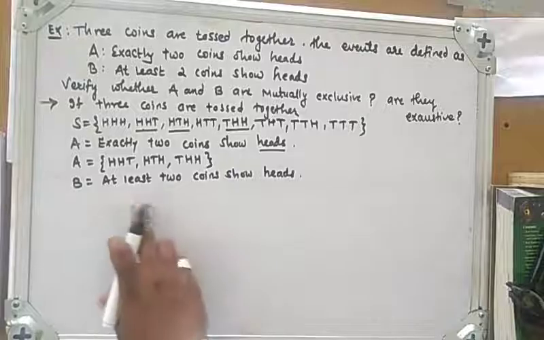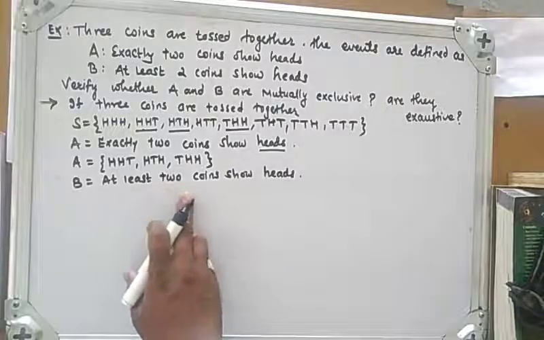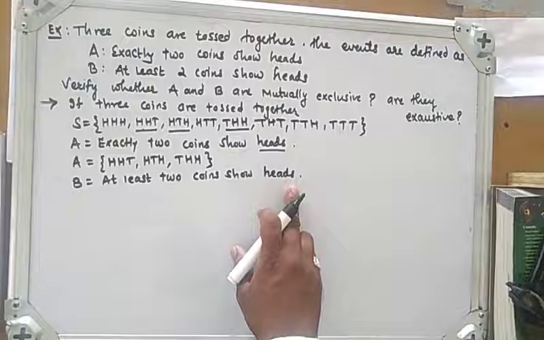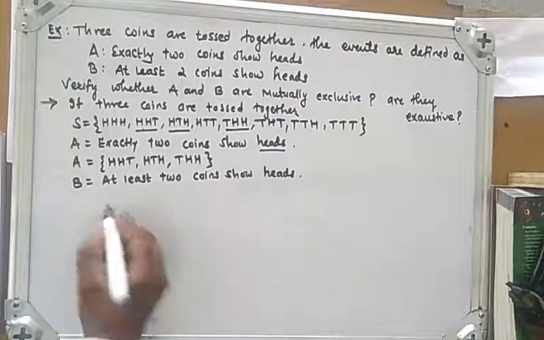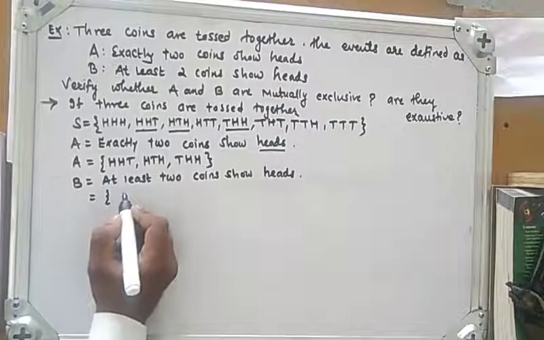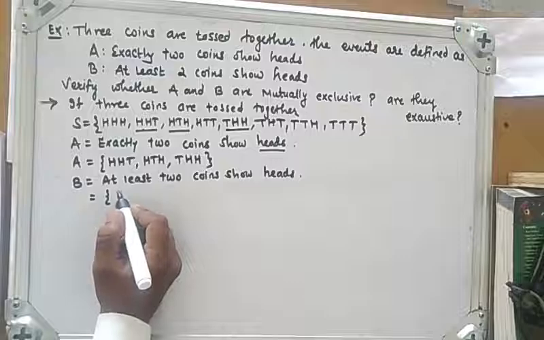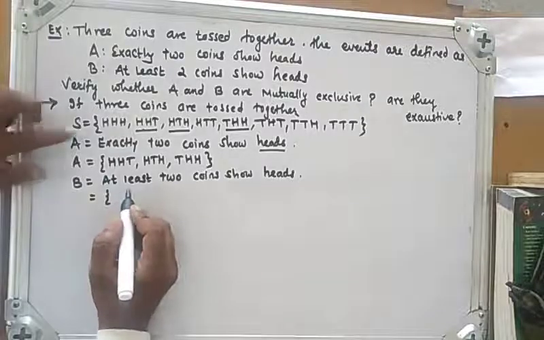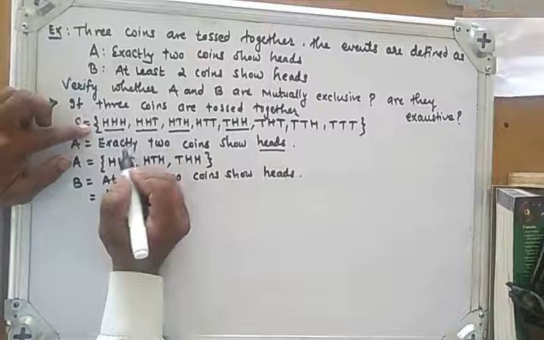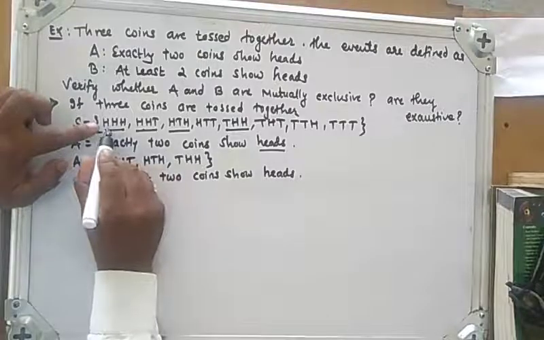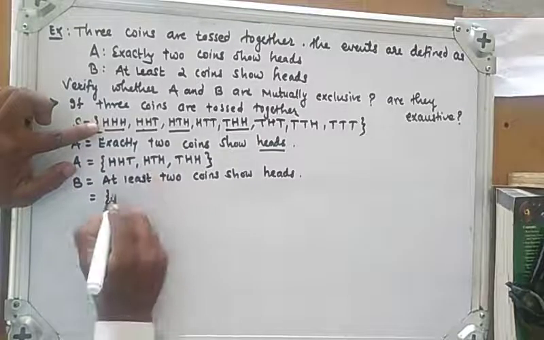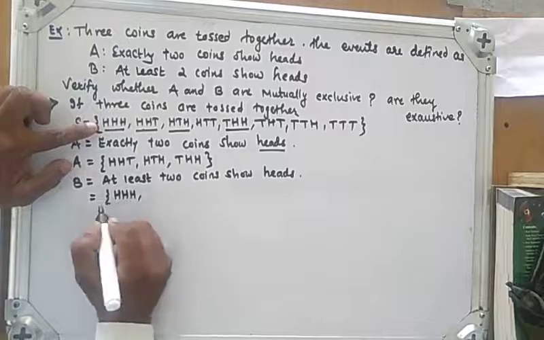At least means what? Minimum 2 coins which show head. So minimum 2 coins. So what are the points which have minimum 2 heads? Here 3 coins have head, but minimum 2 heads means H, H, H will be in the event.